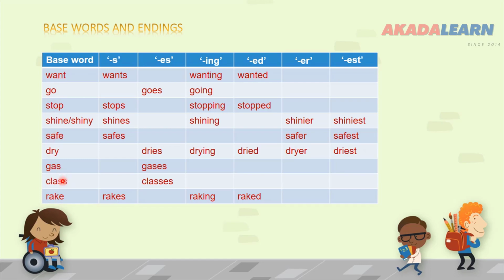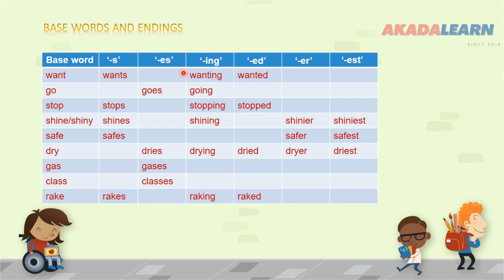Now, there are several endings that are usually added to base words, like the S, the ES, the ING, the ED, the ER, and the EST. There are also many other endings, but we'll just be talking about these ones. The S, for example, is usually used to show plural. Remember our video on plurals? The S also has other uses. But anyway, when the S is added to a base word like want, it becomes what? Wants.